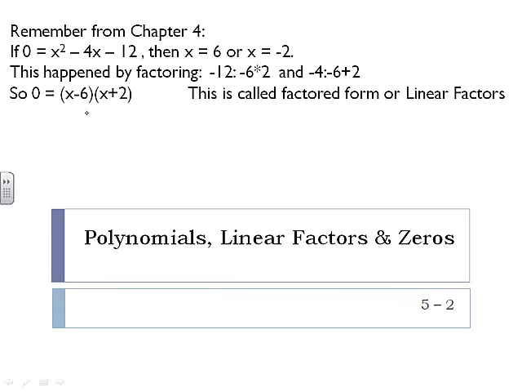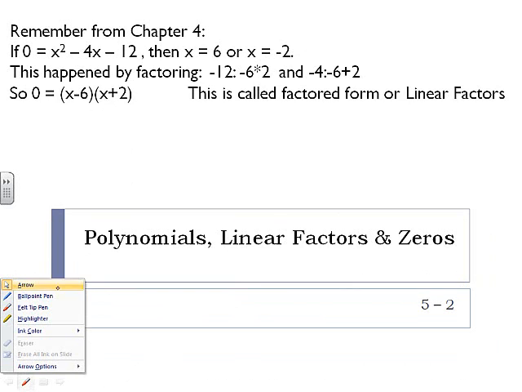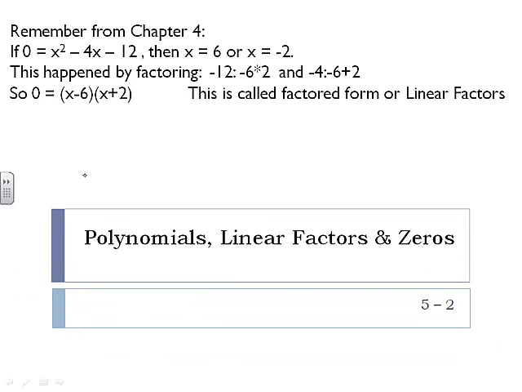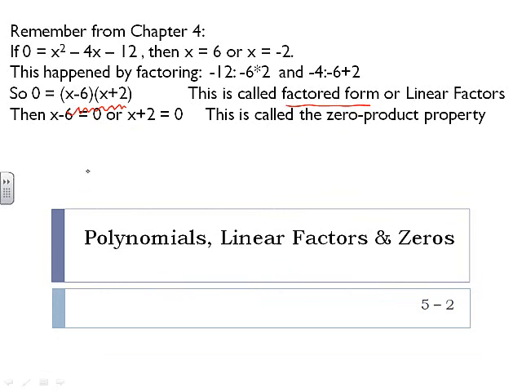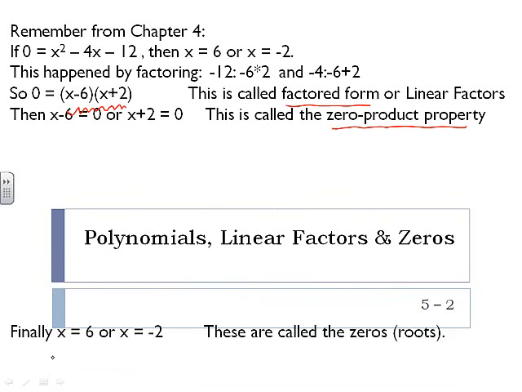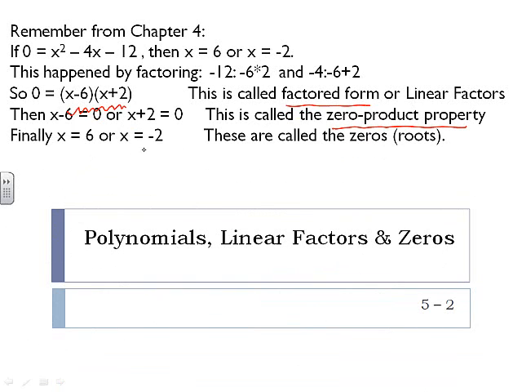So it factors as x minus 6 and x plus 2. This form here is called the linear factors, or the factored form. Then you set each piece equal to 0 and solved, and this came from the zero product property. When you solve those, you find that x equals 6 or x equals negative 2. These are called the zeros or roots.